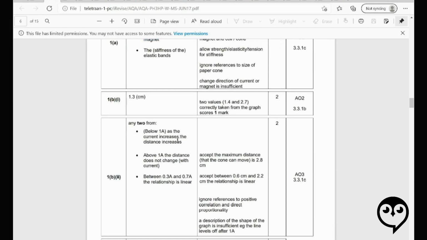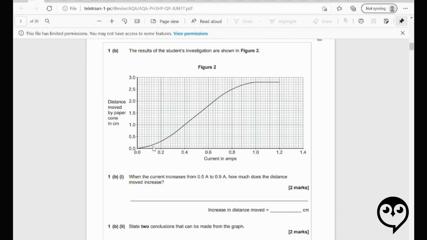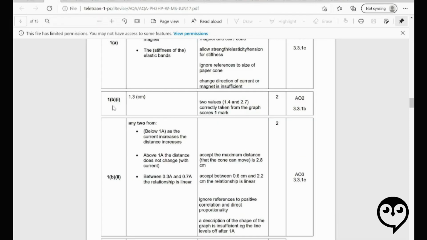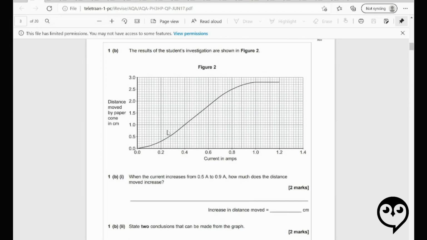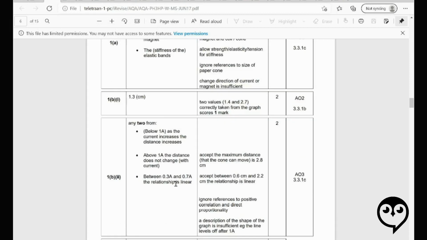As the current increases, the distance increases. Yes. Above 1 amp, the distance does not change. Right, it's leveled off. And between 0.3 and 0.7, the relationship is linear. Yeah, that's kind of what I'd said. I noticed, to me it was 0.4 to 0.6, but they say between 0.3 and 0.7.